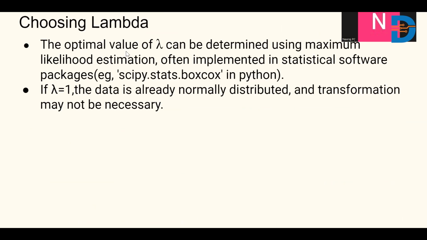Choosing lambda. The optimal value of lambda can be determined by using maximum likelihood estimation. This is the technique to find the optimal value of lambda, and lambda is the core reason for applying this particular formula. It is often implemented in statistical software packages. Example: scipy.stats.boxcox. This is the technique used in Python. If lambda is equal to 1, it means the data is already normally distributed and transformation may not be necessary. So check out the lambda values.